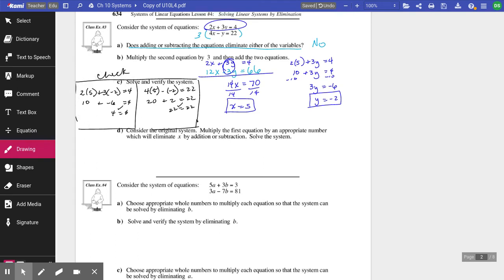Okay. Now it says consider the original system, multiply the first equation by an appropriate number that will eliminate the x. So that's where I started to say you could have multiplied the top equation by a -2, which would eliminate the x. I'm not going to do that.